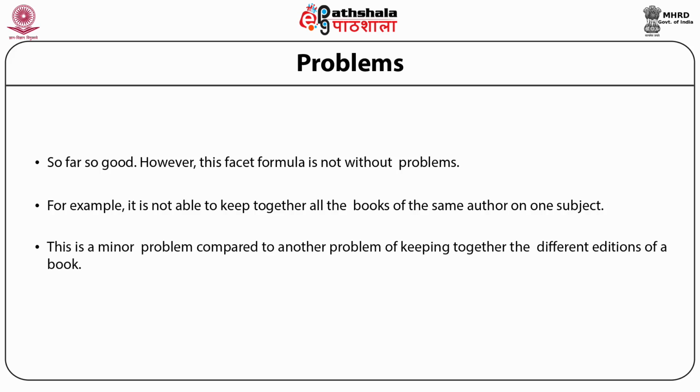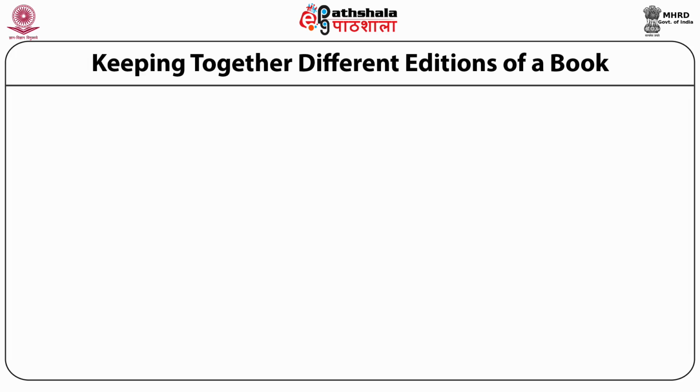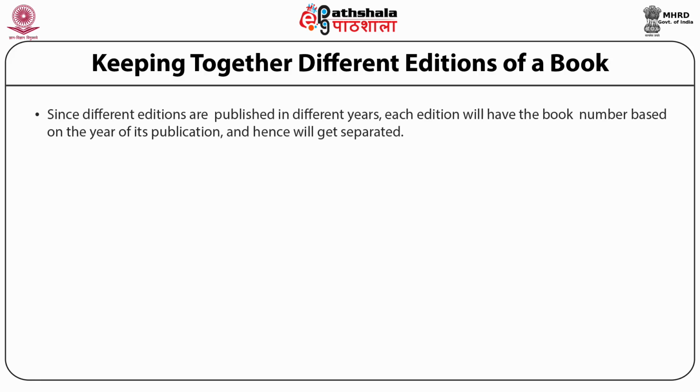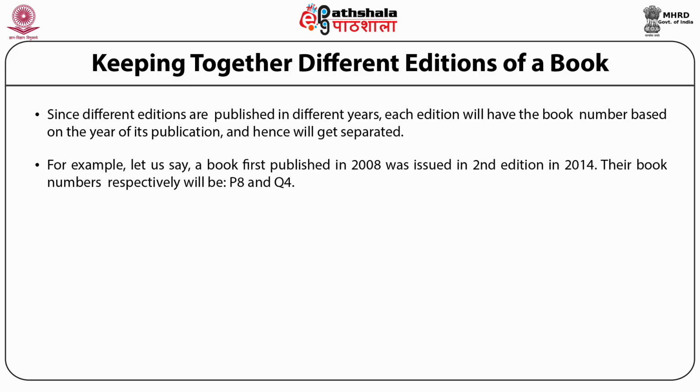Problems of book number. So far it is good, very sophisticated and detailed. However, this facet formula is not without problems. And the first problem is that it is not able to keep together all the books of the same author on the one subject if these are published in different years. This is a minor problem compared to another problem of keeping together the different editions of a book, as different editions of the same book are published at different times in different years, hence they may get separated. Whereas some people may expect that all the editions of the same book be kept together in the library.